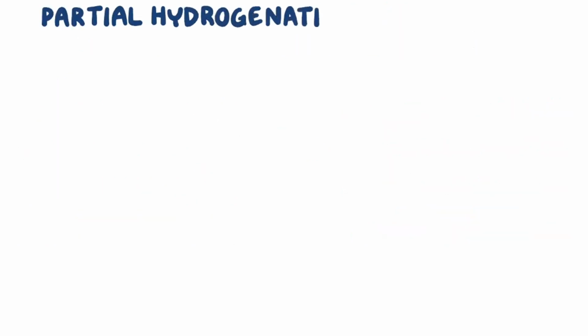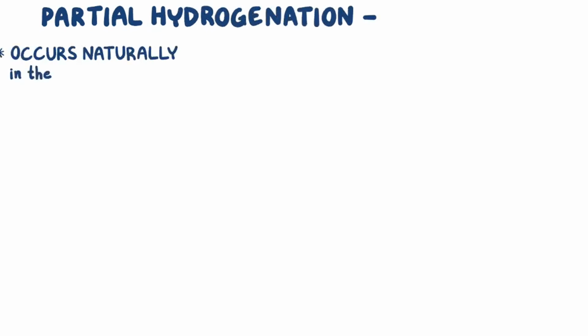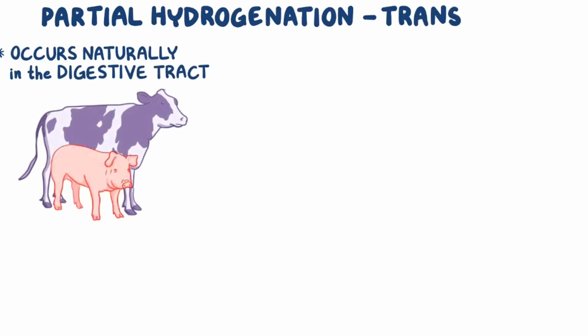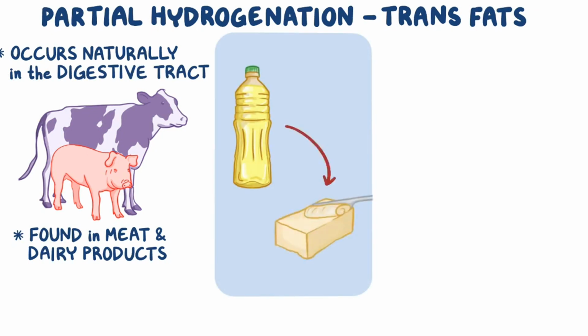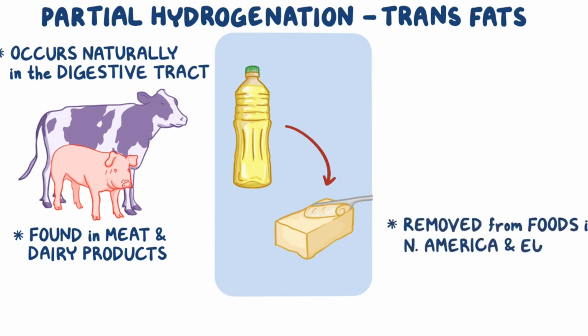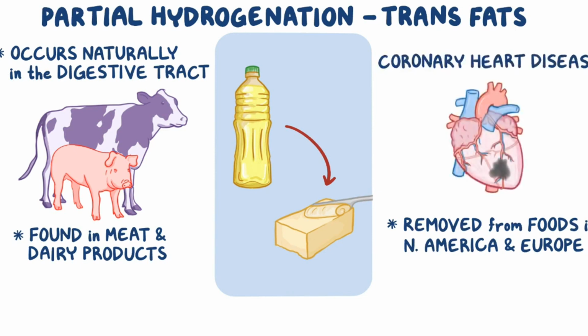Partial hydrogenation is a process that happens naturally in the digestive tract of some animals, like cows and pigs, which is why trans fats can be found naturally in meat and dairy products. Partial hydrogenation is also sometimes used in the food industry, in the processing of liquid oils to make them more solid, which can actually lead to the creation of trans fats. Partially hydrogenated oils have been largely removed from foods in North America and Europe, because trans fats have been associated with coronary heart disease.